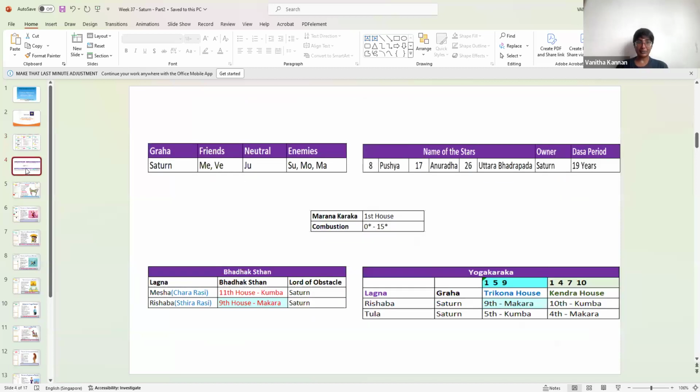Okay, let's start with the Saturn. For the Saturn, we understood about the Saturn last week. A few things we are going to revise. One is what are the friends and the enemies for the Saturn? Who are the friends and the enemies? Saturn's friends are Mercury and Venus. Keep that in mind all the time. Saturn's friends are Mercury and Venus. Who's neutral? Jupiter is neutral.